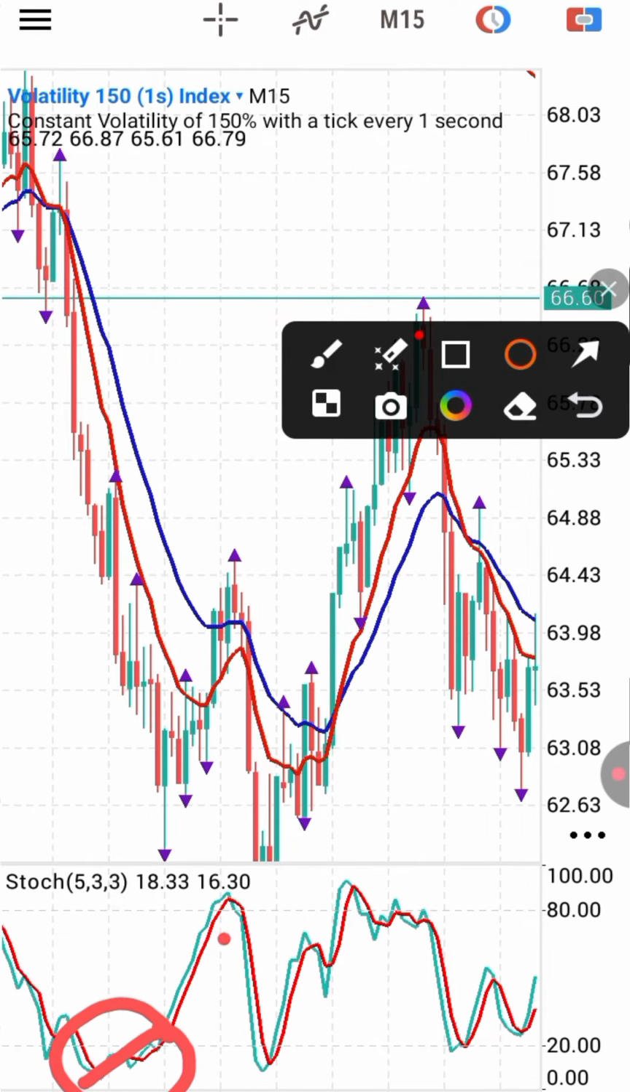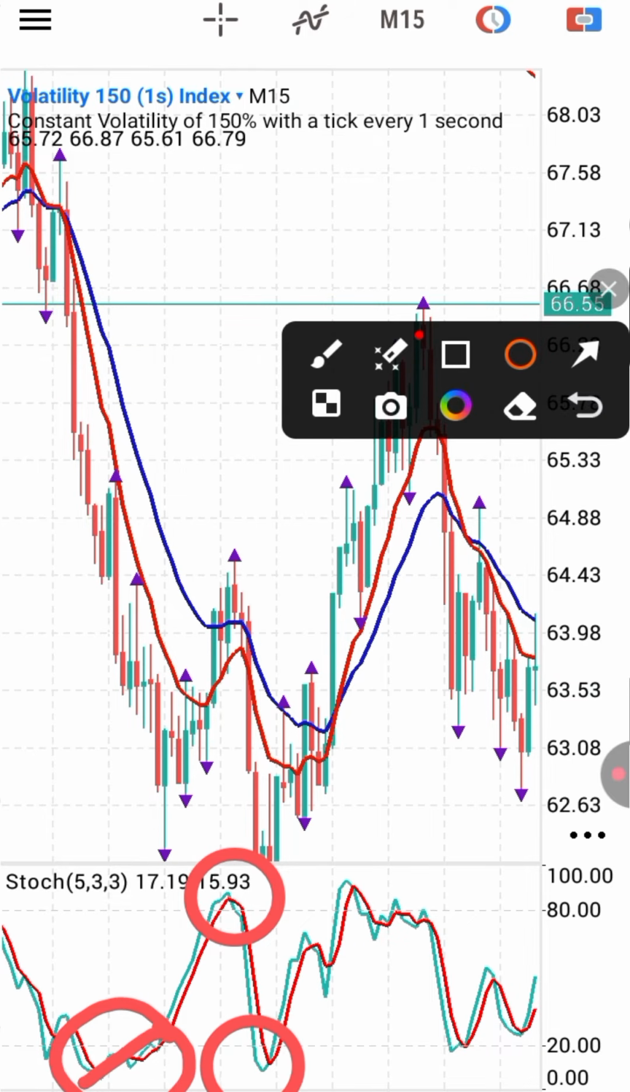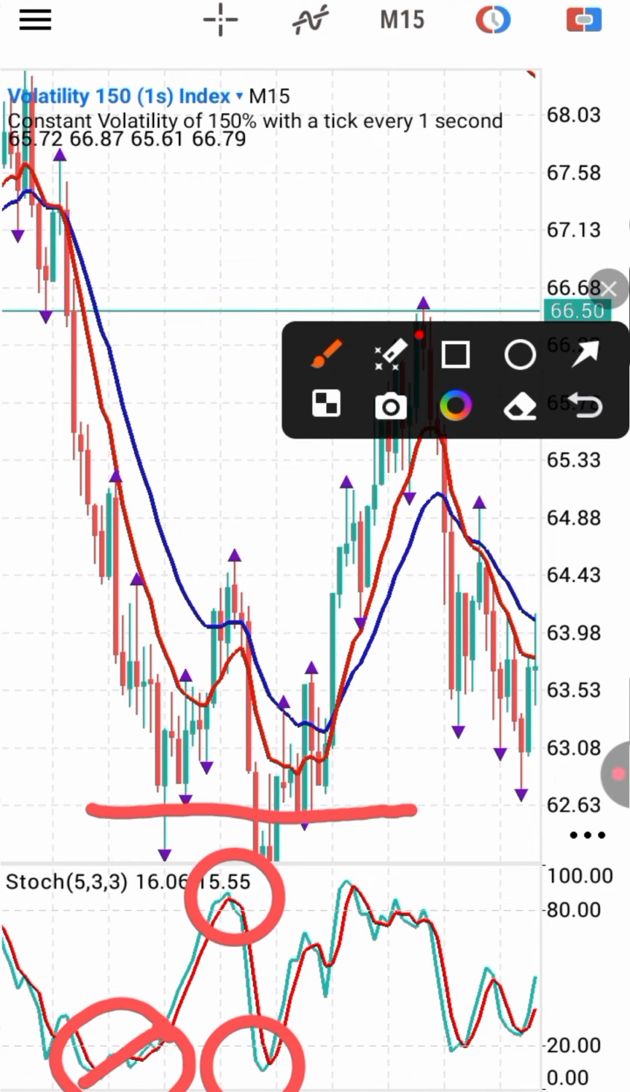Don't jump into this trade though. Wait for it to go back to the 80 level. When it goes back to the 80 level, then you wait for it to cross back again to our 20 level. And when it crosses, you enter for buy. You already know where your stop loss will end. Here is where our stop loss will be. Put your stop loss and don't panic.